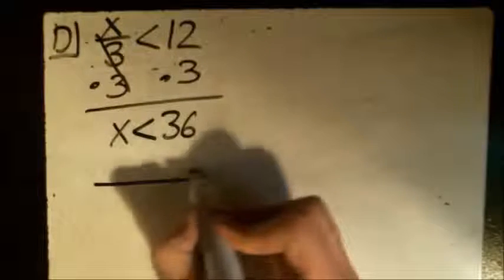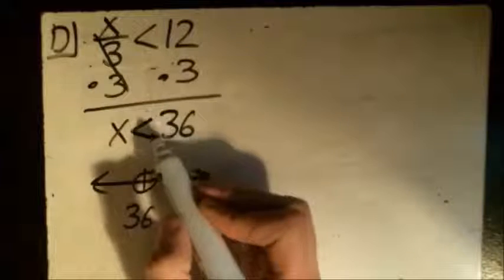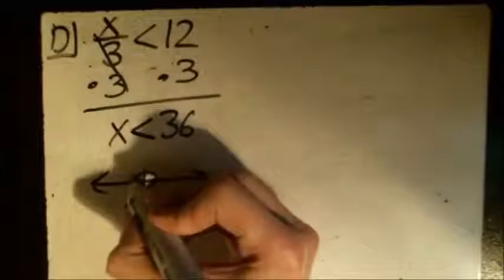So when I graph it, I'm going to have an open circle at 36 because it's just a less than sign. And because my variable's on the left, I can use my arrow trick, and my arrow's pointing towards the left, so I'm going to shade towards the left.